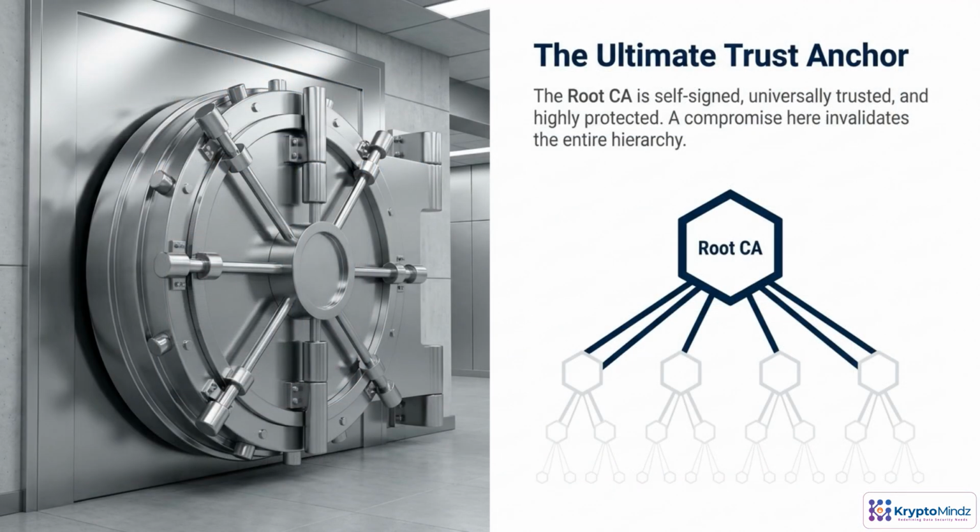Within a PKI, the root CA is the ultimate trust anchor. It's a self-signed certificate, and every other certificate in the hierarchy eventually chains back to it. Operating systems and browsers decide what to trust based on their root stores. If your root is trusted, everything it properly issues can be trusted as well. That's why the root must be offline or extremely locked down. If it's ever compromised, your entire PKI is effectively dead.